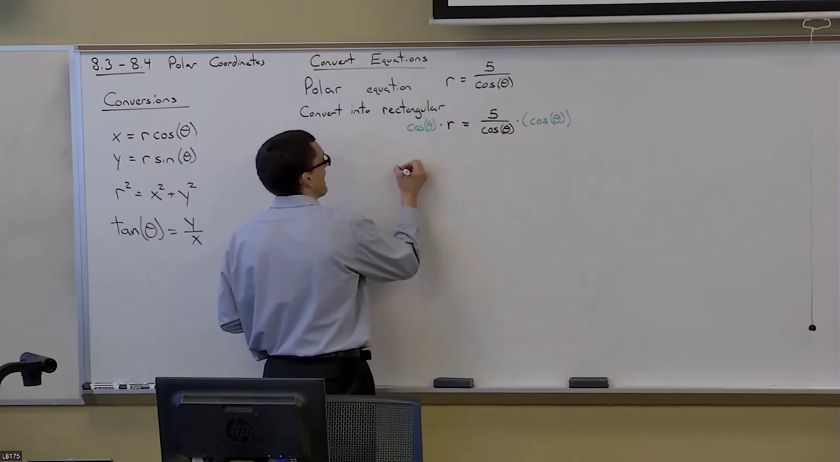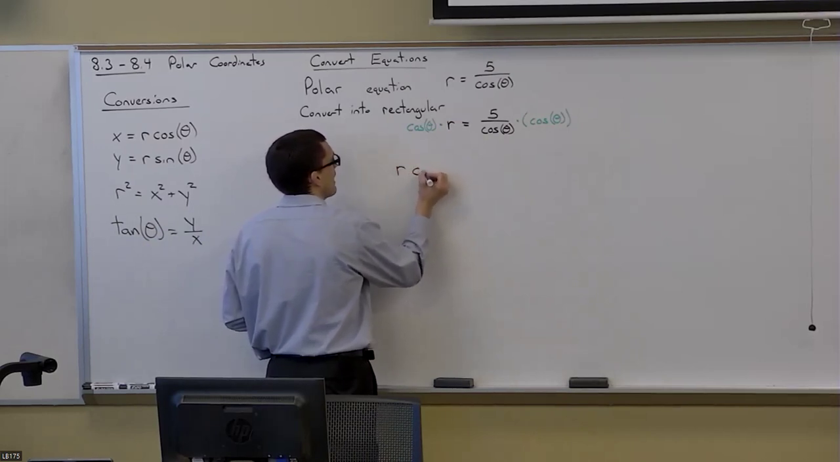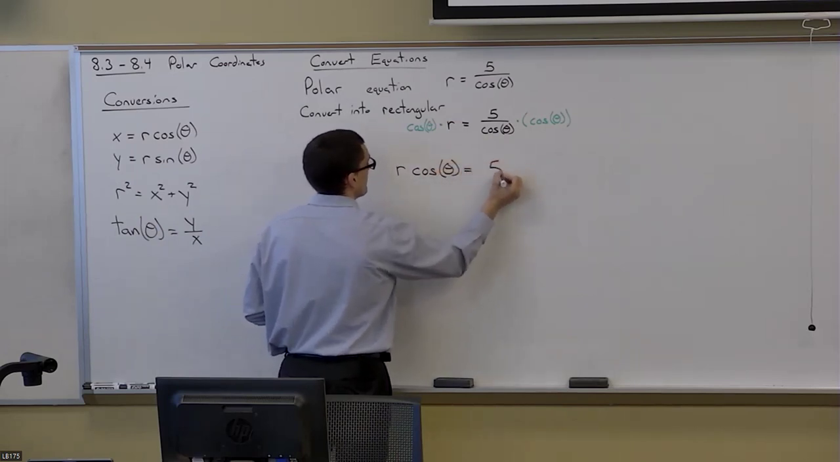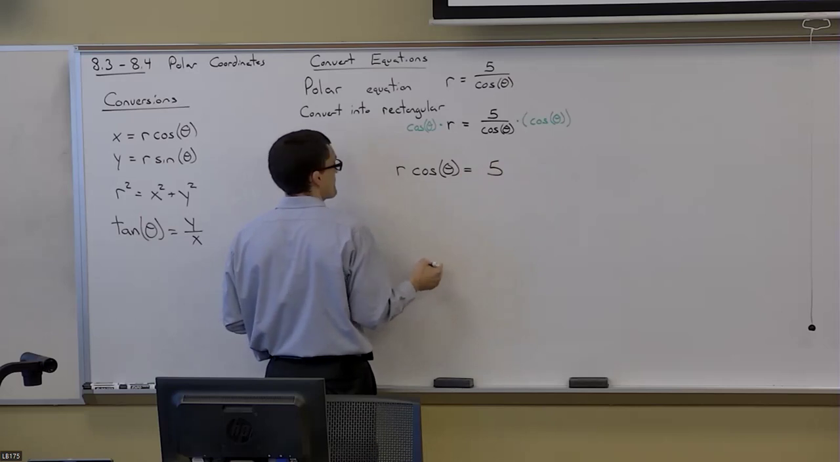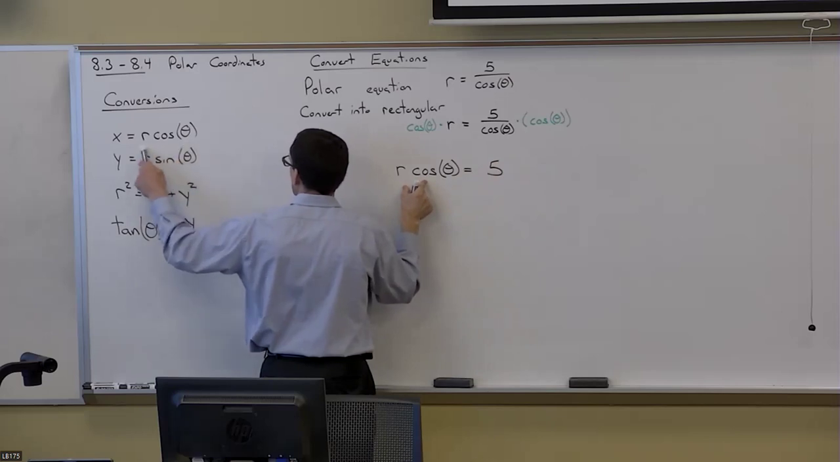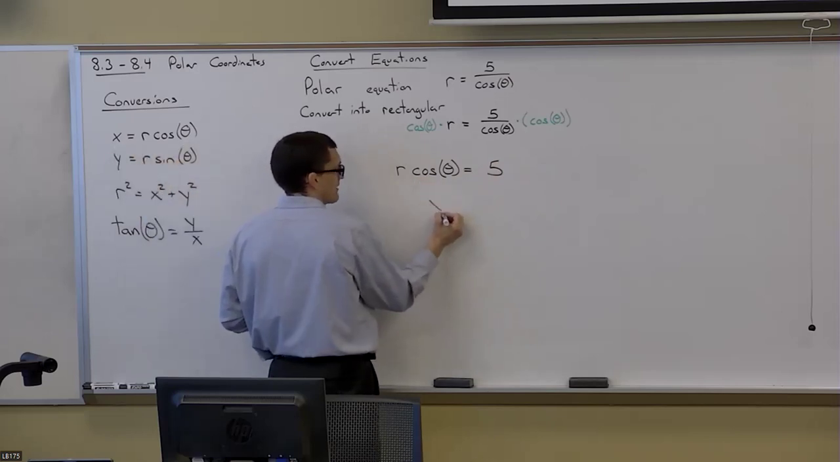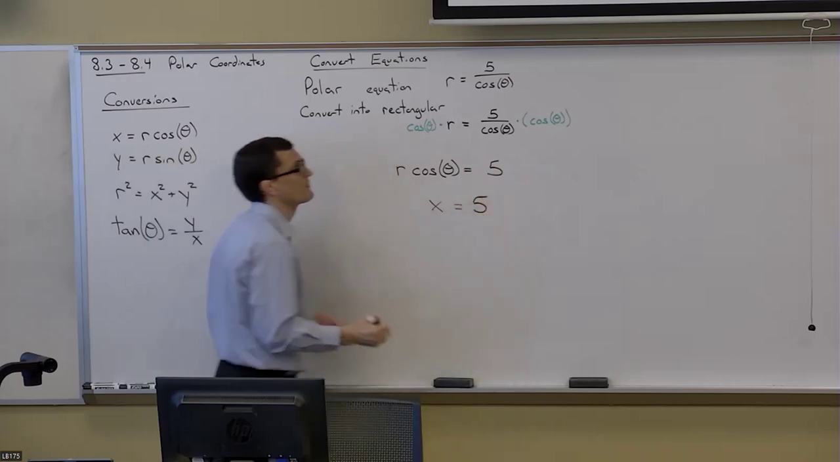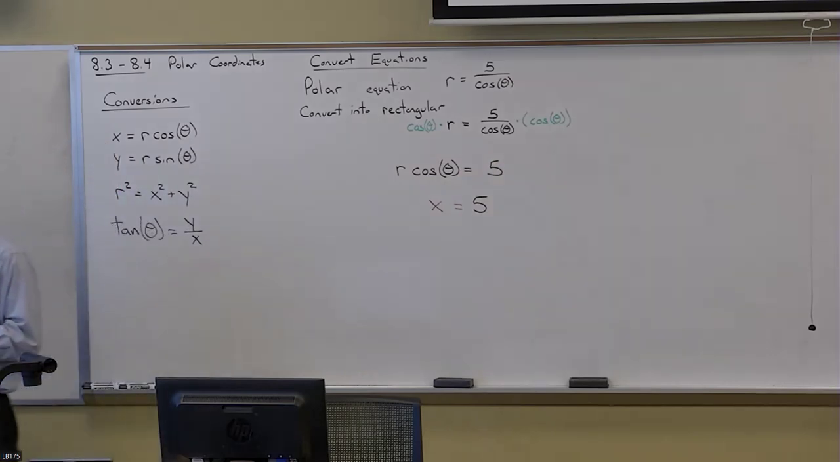And when I do that, I get r times cosine of theta is equal to 5. And now I can replace r cosine theta with my variable x. So r equals 5 divided by cosine of theta, that's actually just the rectangular equation x equals 5.